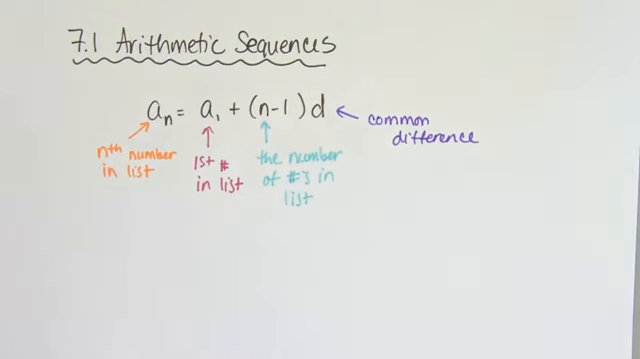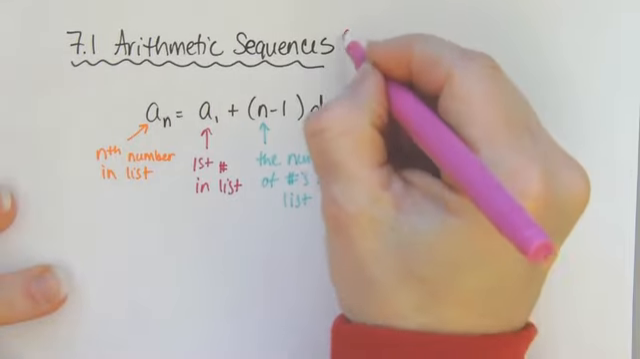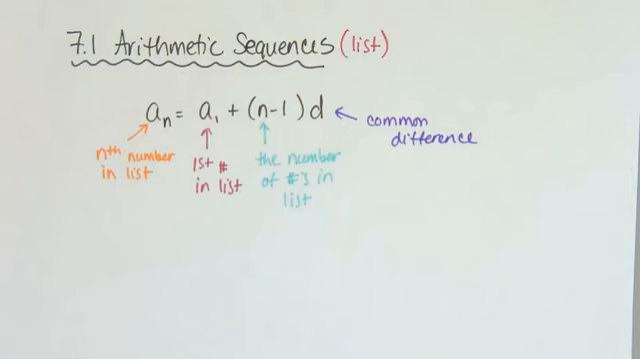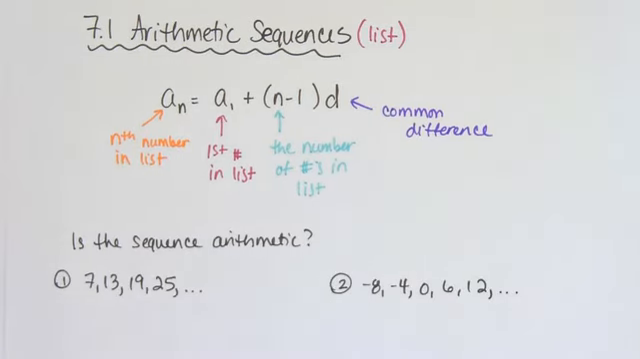All right, so we're going to start with a few lists here, and then we're going to try to write a formula based on this. Again, on your notes, you might want to just make a note to yourself that the word sequence means list, and that's important because in a day we're going to do something a little bit different. All right, let's try some examples.